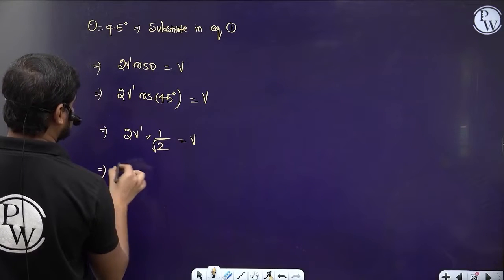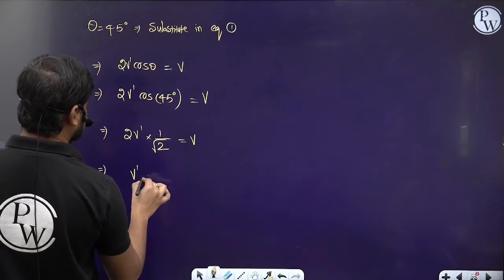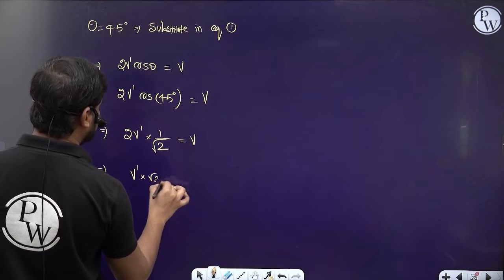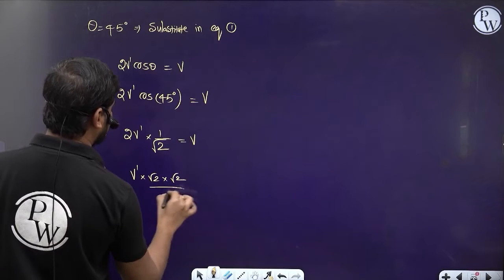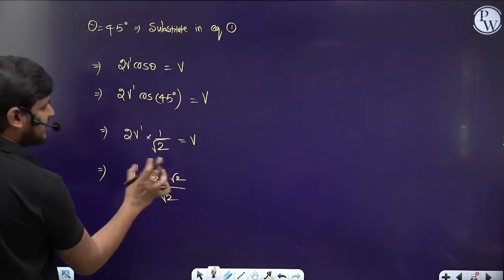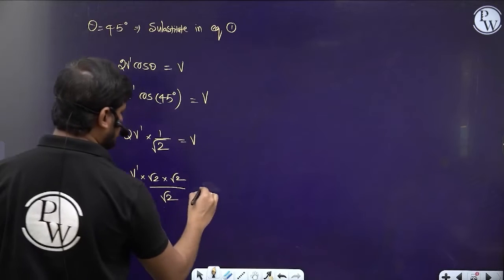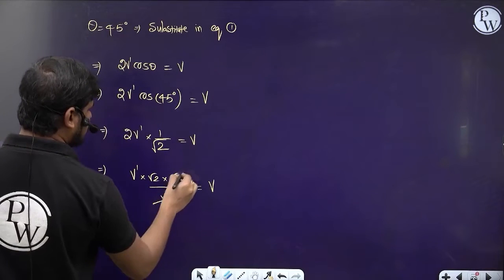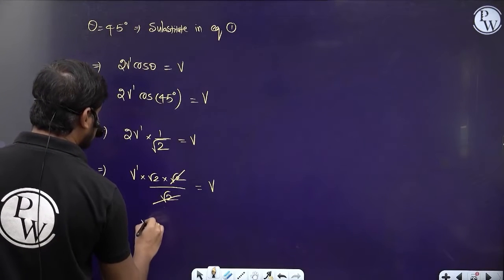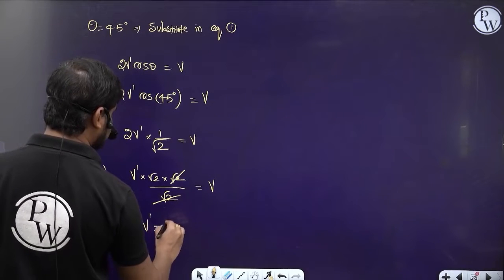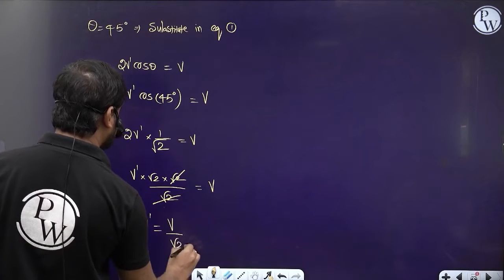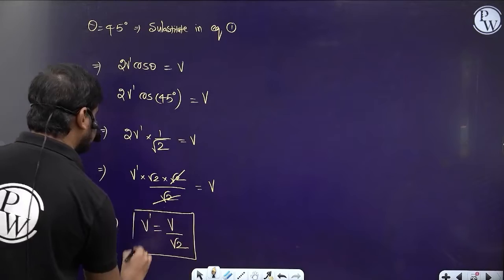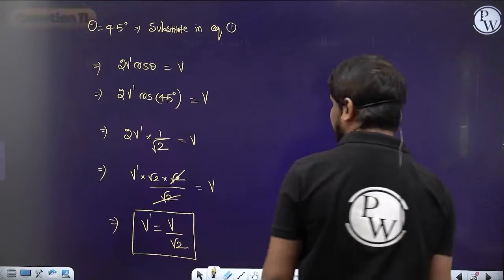So from here you can write v dash, and here 2 I can write as root 2 into root 2, yes or no? So it is equal to v. Here one root 2 gets cancelled. So finally v dash is equal to v by root 2. That's what we have to find.